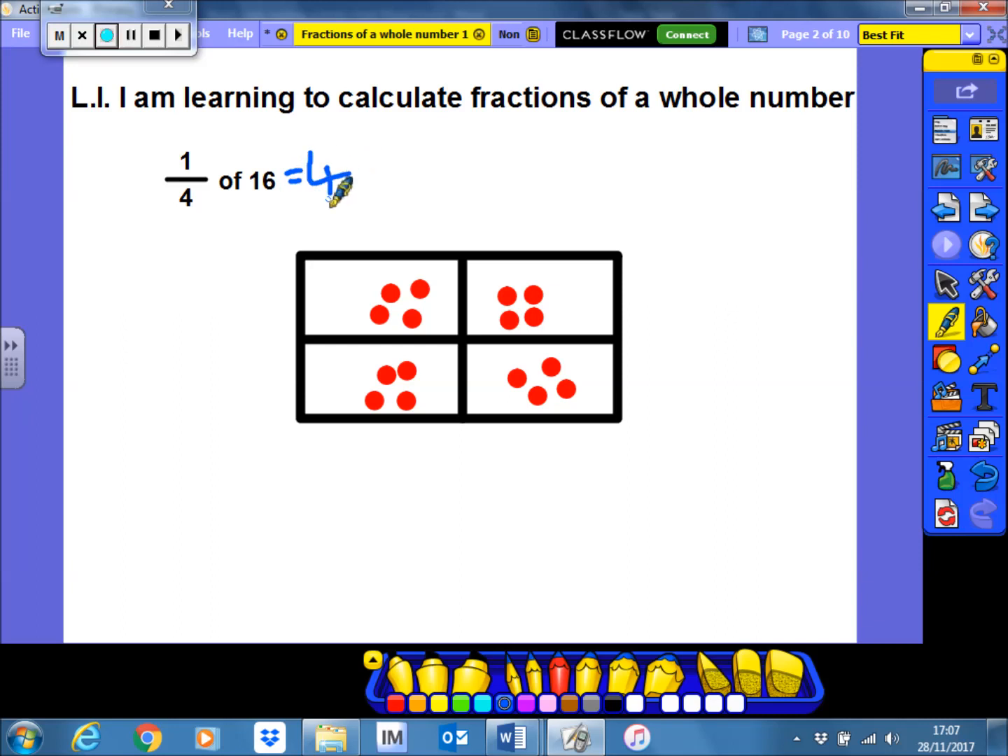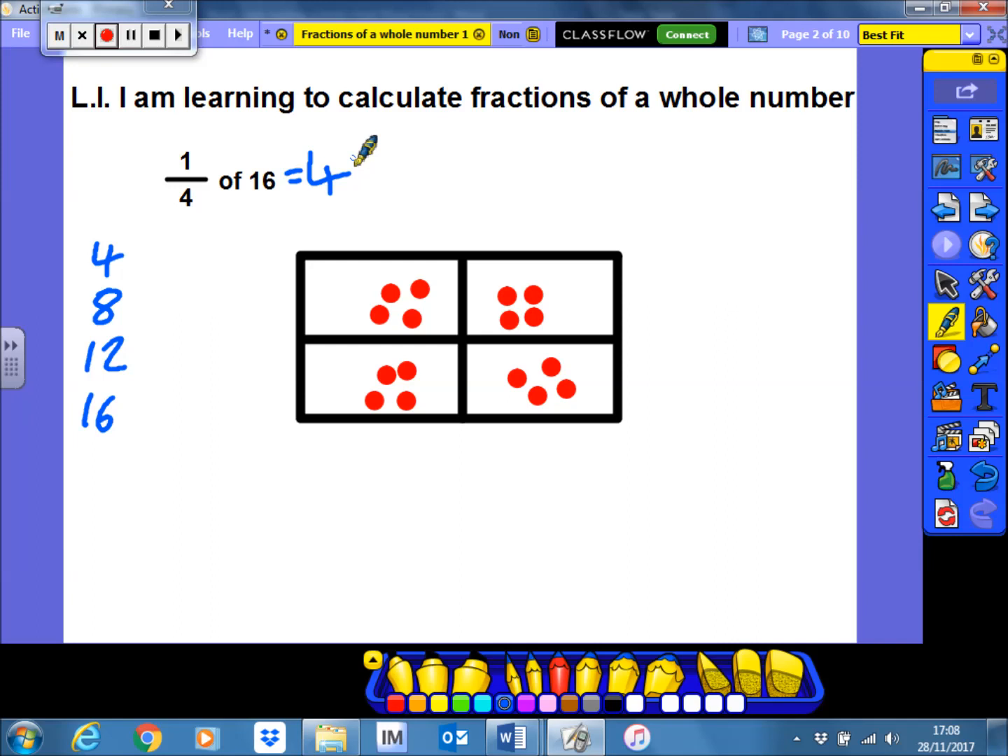Now, the astute among you might have realised that actually what we can do is just use our times tables to do this. So we are essentially being asked to do our 4 times table up until we get to 16. So we could write out our 4 times table, 4, 8, 12, 16. See how many stations we had, 1, 2, 3, 4. And that gives us our answer as well.